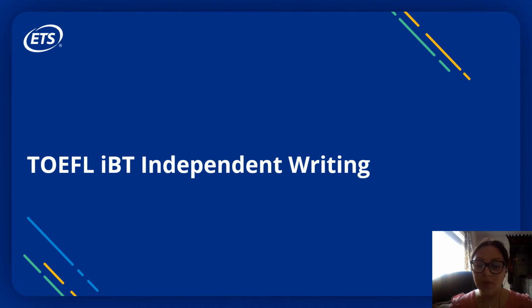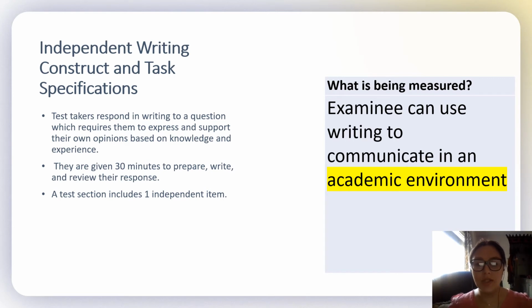After covering the components of crafting a prompt, I'd like us to move now to the TOEFL iBT independent writing task to discuss the characteristics of a successful prompt on a timed task. But before we do that, let's just give a very general overview of the TOEFL iBT independent task. This is a task that asks test takers to respond in writing, to express and support their opinion based on their knowledge and experience. So not background information, just what they know and their own experiences. They're given 30 minutes only to prepare, write, and review.